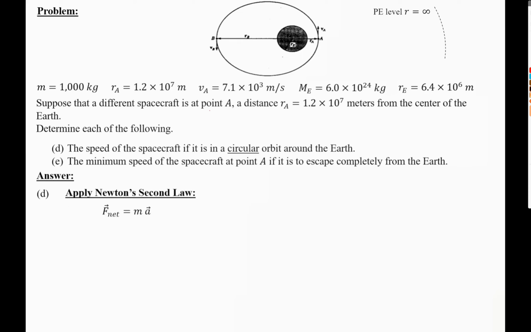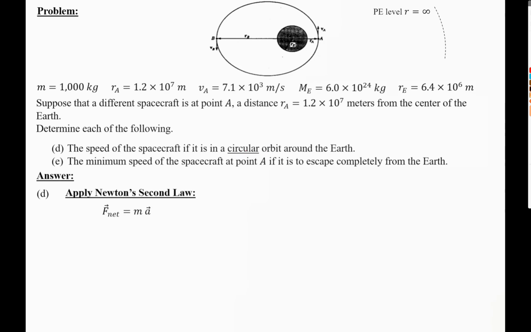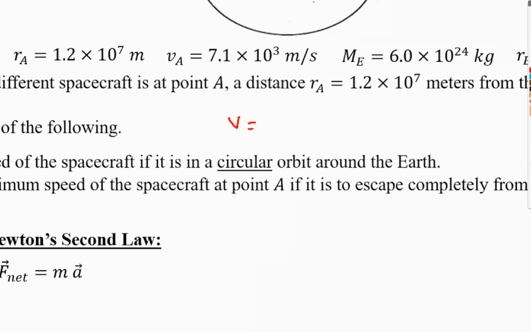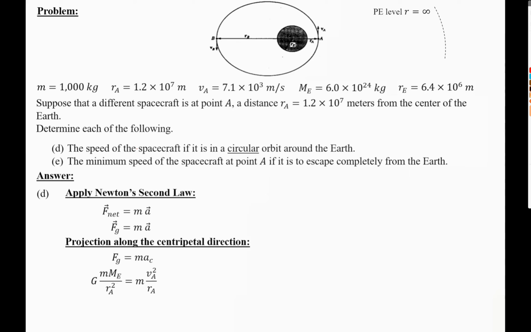Now, in order to determine the speed of the spacecraft if it is in a circular orbit, we need to use the relation V equals the square root of GM divided by r, but this cannot be used directly. We need to derive it from Newton's second law. For this reason, I've mentioned here: apply Newton's second law. The net force acting on the spacecraft is the pull of gravity, and let's do a projection along the centripetal direction. That would be Fg equals m a_c.